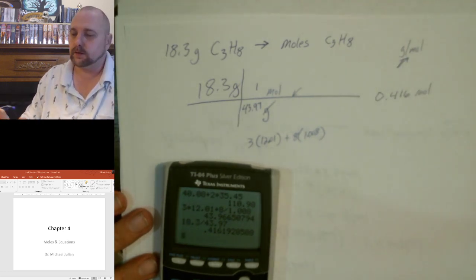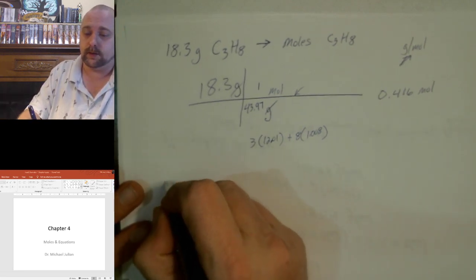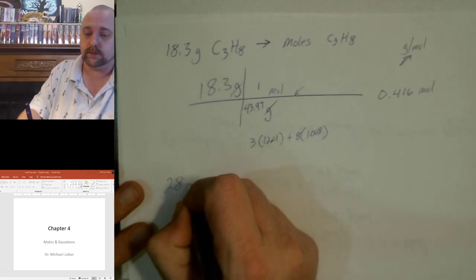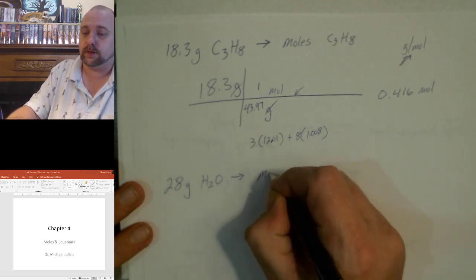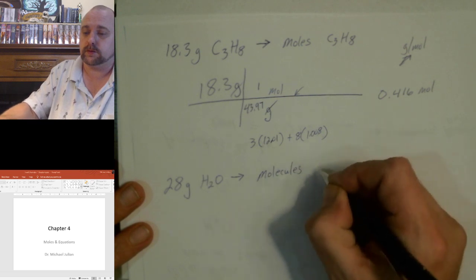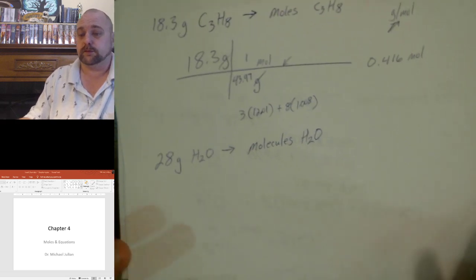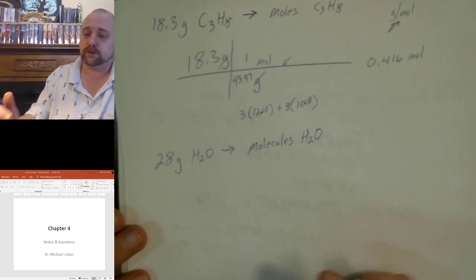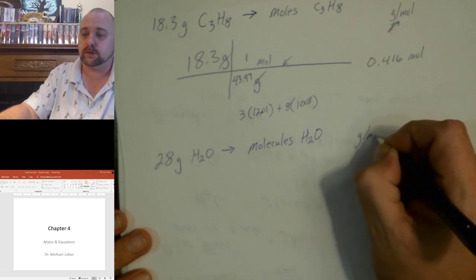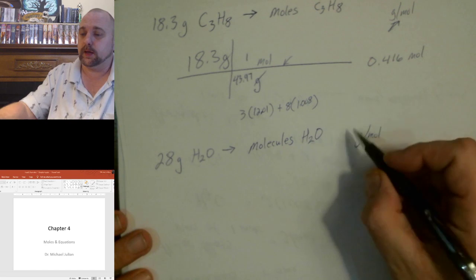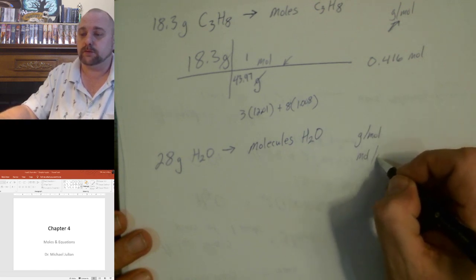They're the same. Alright. So then if we had a more complicated one, maybe I had 28 grams of water, and I wanted to know how many molecules of water that is. So this seems more complicated, but it's really only 2 steps. We're going to go grams to moles using molar mass, and then we're going to use Avogadro's number to go moles to molecules.